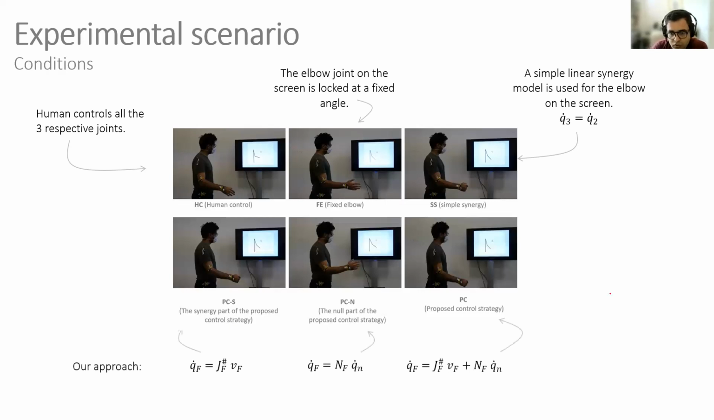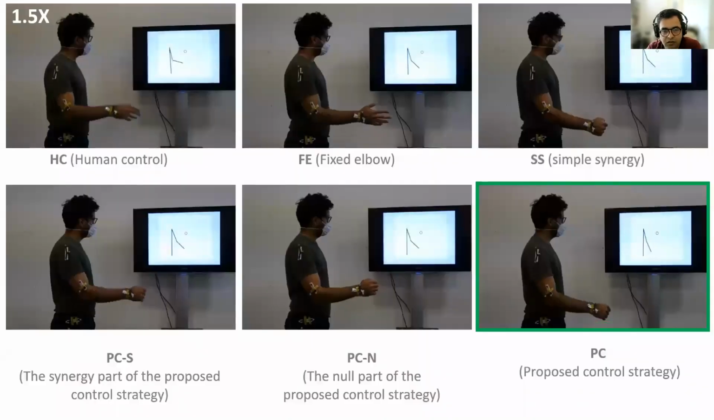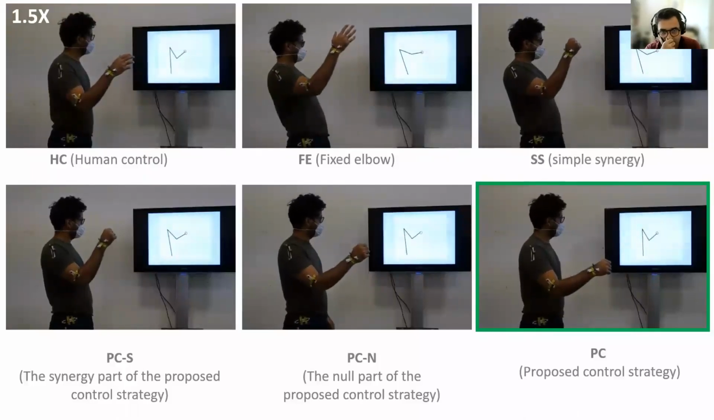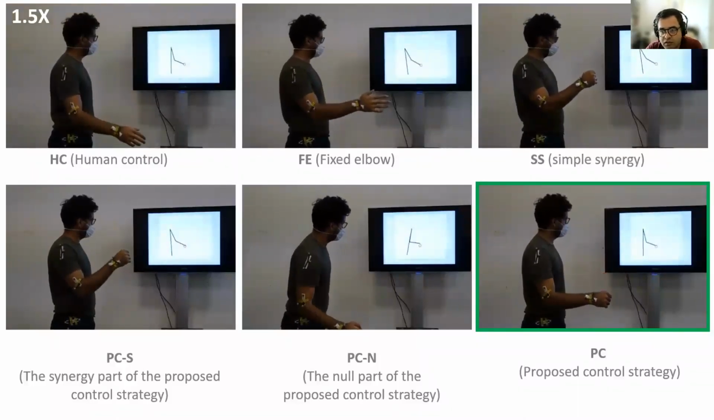So the proposed controller is here, but at the same time, I use this opportunity to test, because there are two terms here, whether the performance is mostly thanks to this part, which I call the synergic part, or is it mostly because of the correction in the null space? So I separated these two parts and put them as conditions as well, to know better how the system works. So this is the demonstration of these controllers.